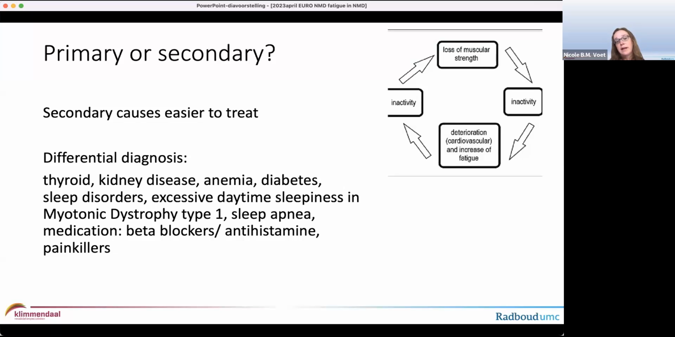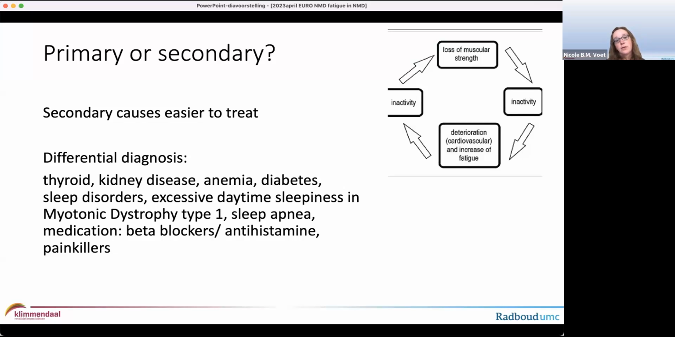Because in excessive daytime sleepiness, the fatigue is not inside. They just fell asleep over the day. Sleep apnea is common, and medication can have side effects. Please take a look at beta blockers.